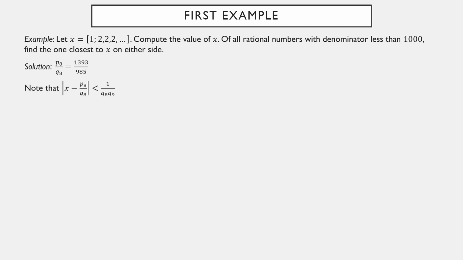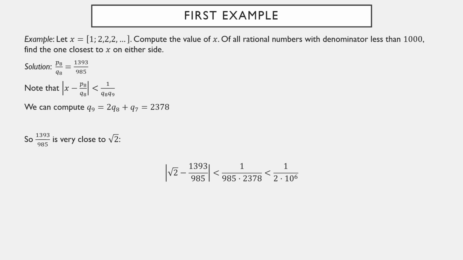Note, by the way, that the distance from the square root of 2 to P8 over Q8 will be less than 1 over Q8 times Q9. If you compute Q9, it's 2,378. So this rational number, 1393 over 985, is very close to root 2. Its distance to root 2 is less than 1 over its denominator times the next denominator, which turns out to be less than 1 over 2 million.